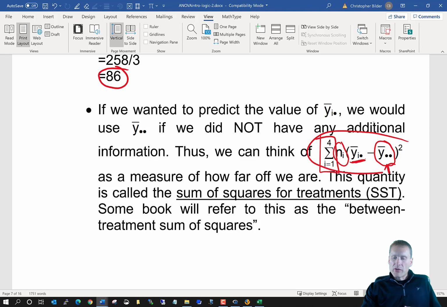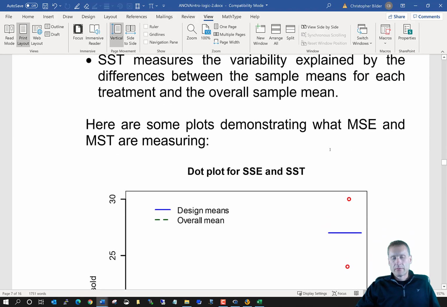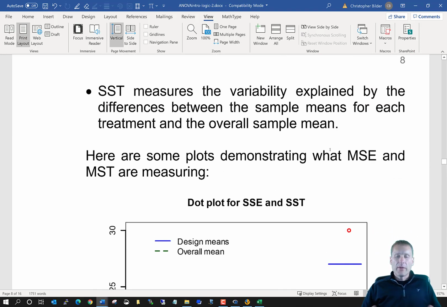This measure, which is in the numerator of our mean square for treatment, or MST, this numerator has a special name. It's called the sum of squares for treatment. Some people call it sum of squared treatment as well. People often abbreviate it as SST.